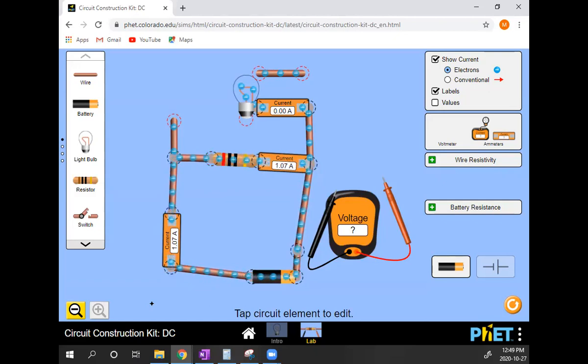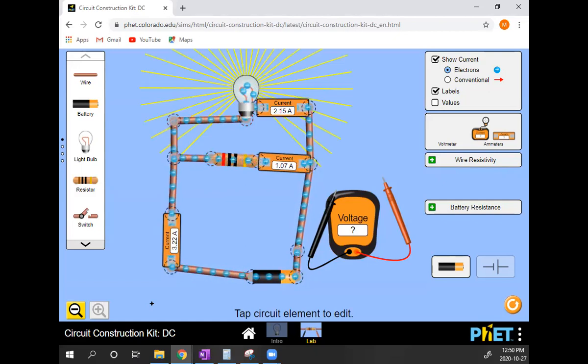Right now I only have one path that's connected. Okay, and it's working. I'm getting 1.07 amps. Now along any single path, the current has to be the same everywhere. And so I get 1.07 amps all the way through. Now if I take a second wire and attach my second path, you'll notice my current values have changed. This is because now I have more than one path.